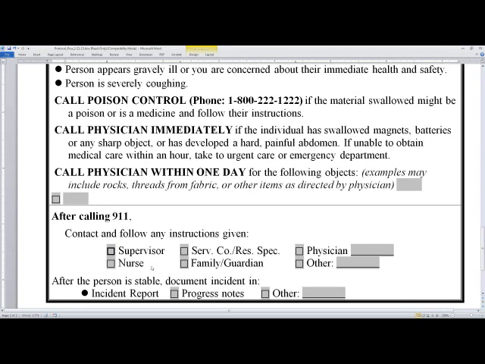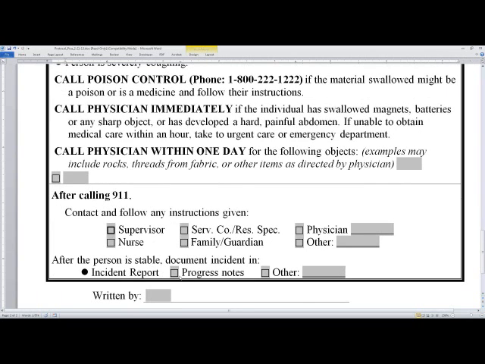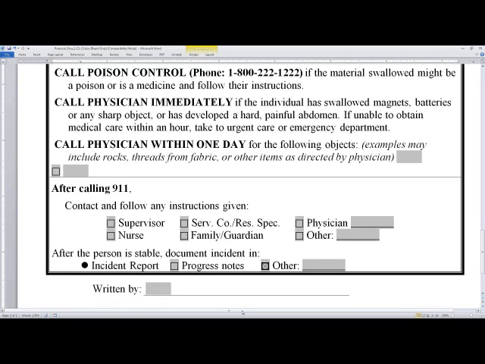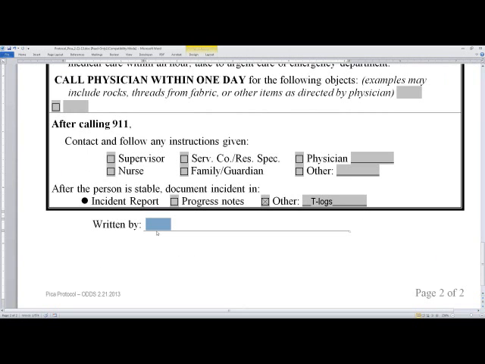Always, if we're calling 911, we would expect an incident report to be written. But there are other places where staff would be expected to document. We would see that here. And of course, as with any support document, it should have the name of an author. So who wrote this? We want to see that right there in that space.